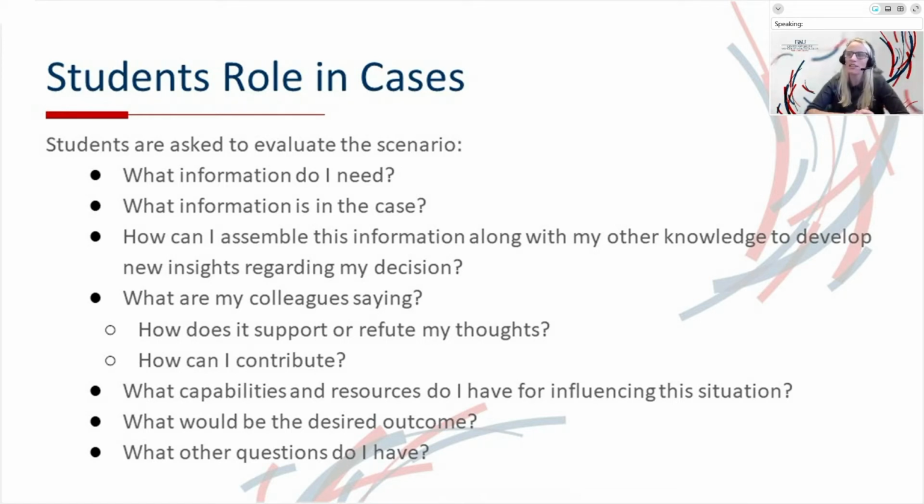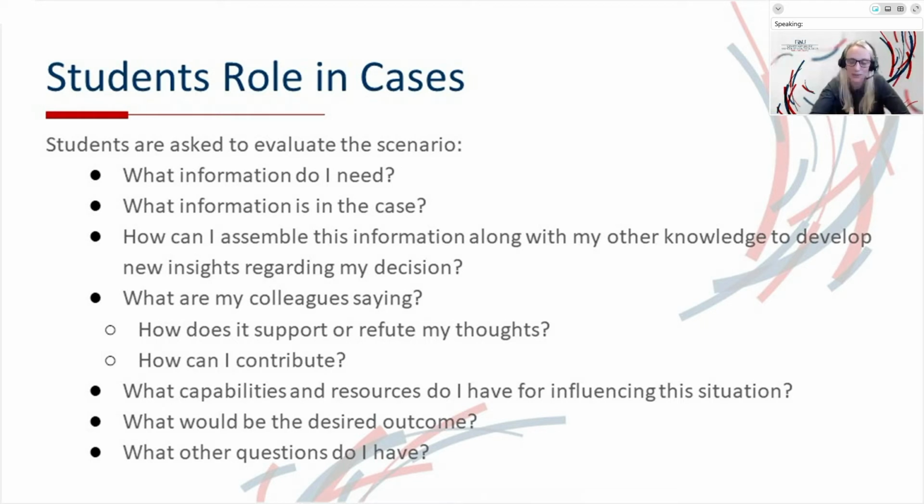And then this question is really for the student, not necessarily for the instructor: what would the student think the desired outcome would be if they were the person making that decision, or the person on the other side who is getting that information or that recommendation? What would be the desired outcome for that client or that person? And then what other questions do they have about the case?